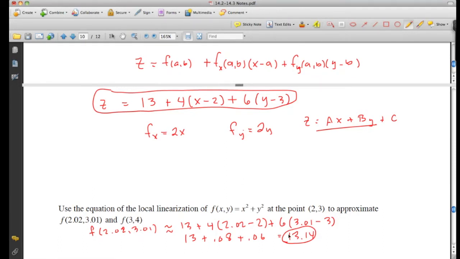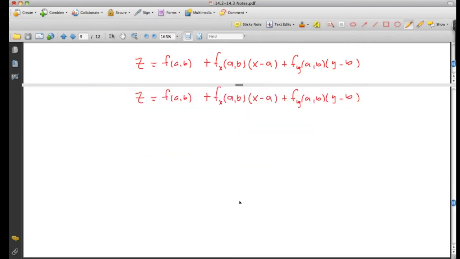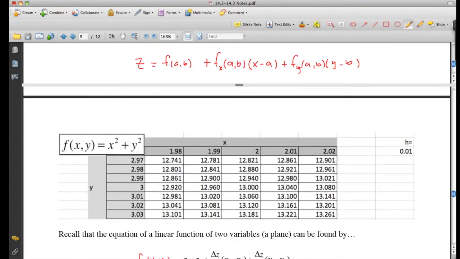Now I think I've got those values in that table, so if we go back and look at 2.02 and 3.01 in the table, we'll see 2.01 and 3.02, that gave me 13.161, which is pretty close to 13.14. We got a pretty good approximation that way.